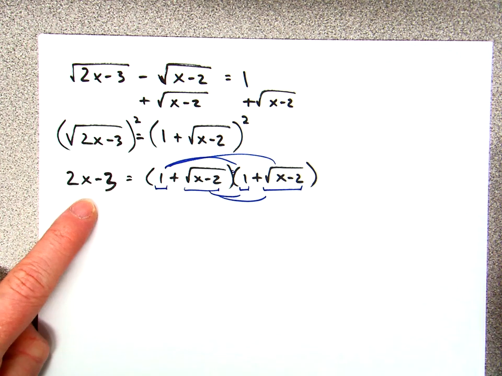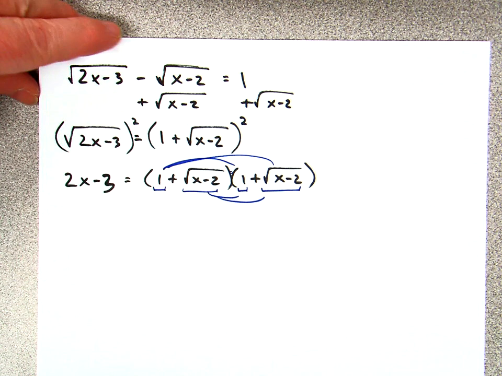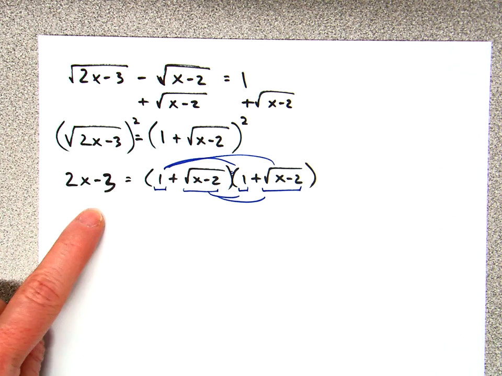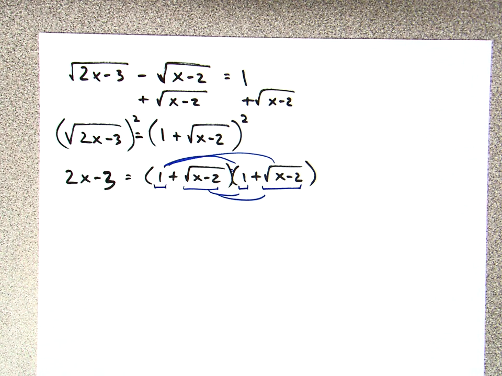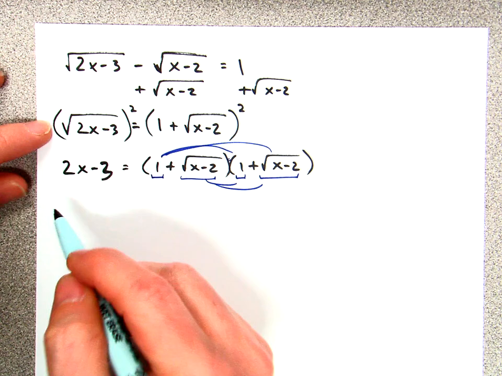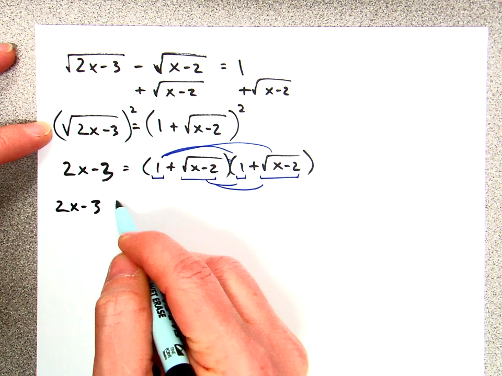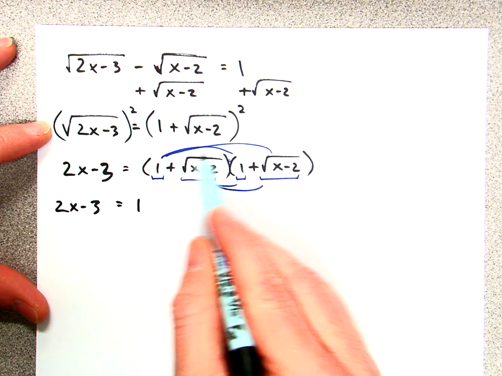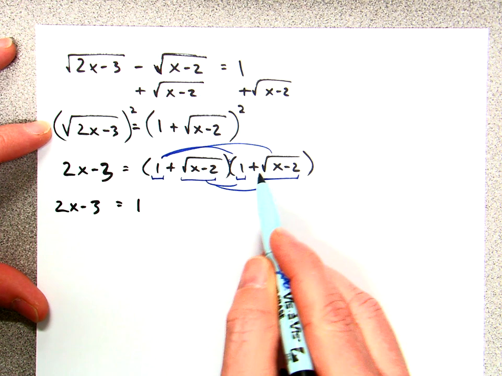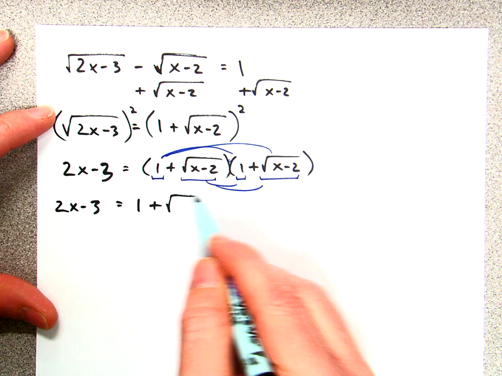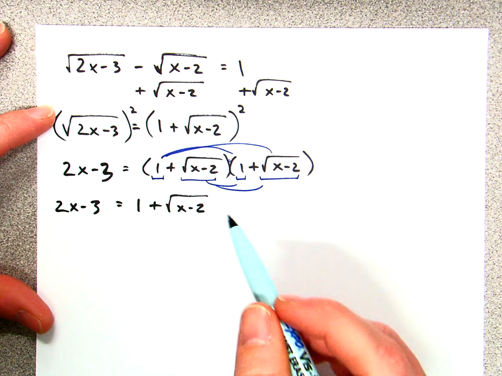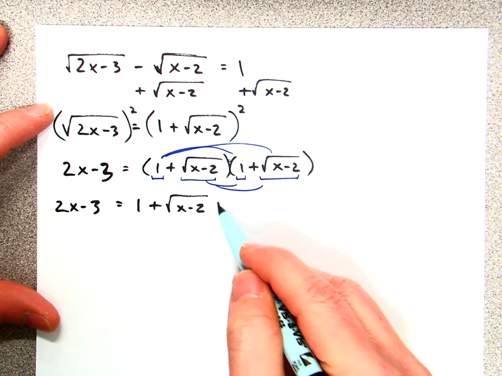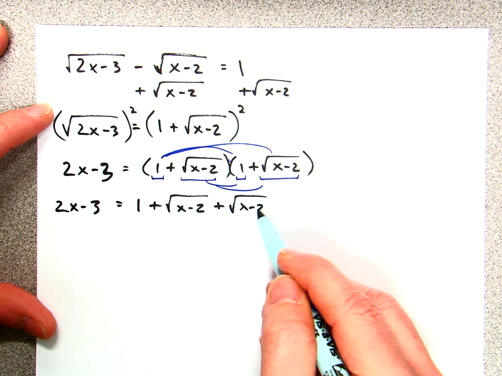This guy's going to go along for the ride because I definitely don't want all this going on, because I need to get to that other root. He's good. No more root. He's just hanging out. We need to take care of this side. Okay, so just 2x minus 3. So let's distribute. 1 times 1 is 1, and 1 times the root would be 1 root, right? So just x minus 2. If I distribute this one, 1 times the root is just 1 root, so plus x minus 2.